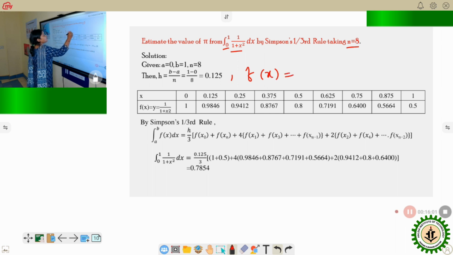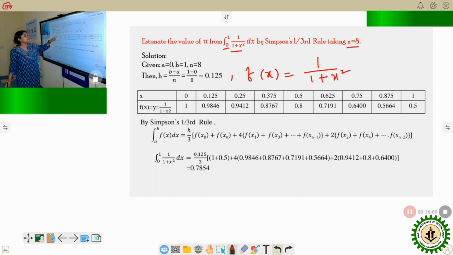f(x) is 1 by 1 plus x square. So if I put x equals to 0, then I will get f(0), that is 1 by 1 plus 0 square, that is 1. Now when x equals 0.125, I will get 1 by 1 plus 0.125 whole square, that value will be this. In this way, 1 by 1 plus 1 square, that is 1 by 2, that is 0.5. So we are getting all the values of f(x).